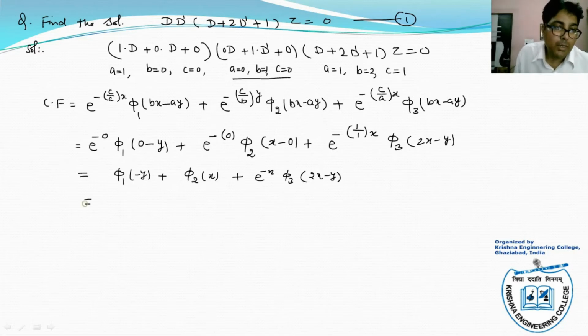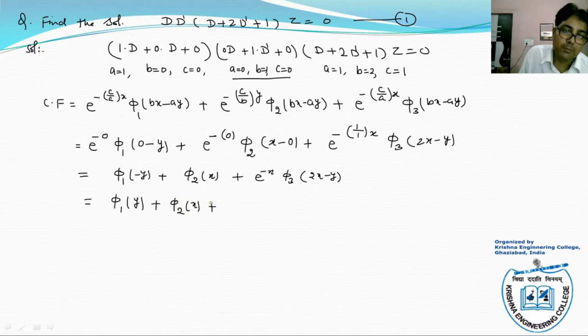Here again, since phi is an arbitrary function, it may be an even or odd function, so we will take phi 1 minus y as phi 1 y, phi 2 x, plus e to the power minus x, phi 3 2x minus y, and PI in this case is equal to 0 because the RHS of this equation is 0.